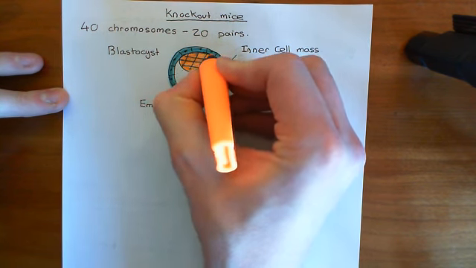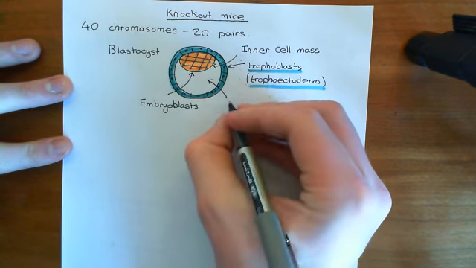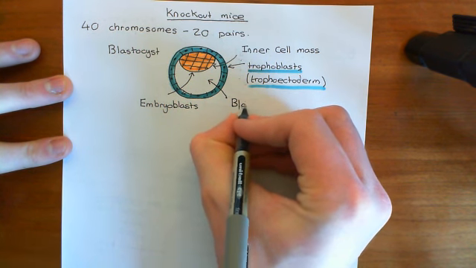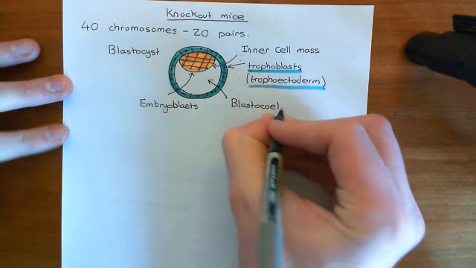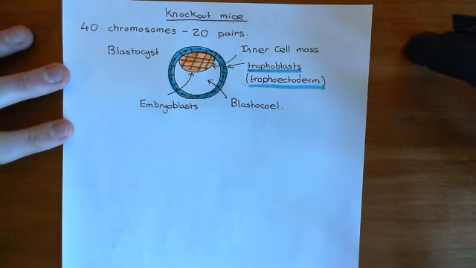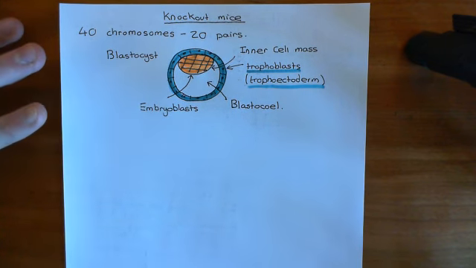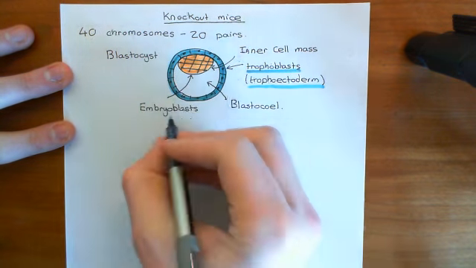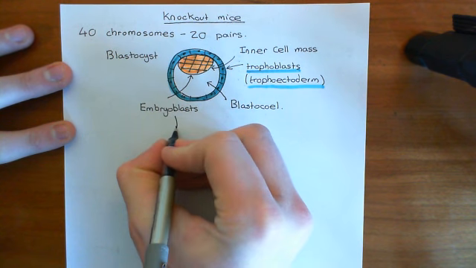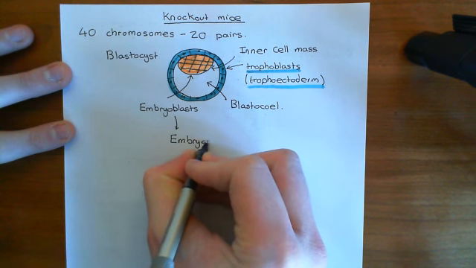Then you've got a cavity here within the trophectoderm, and this cavity is known as the blastocele. So here is the blastocele. That's what a developing mouse, and indeed a developing human, looks like after a few days. These cells, the cells of the inner cell mass, the embryoblasts, have another name. They are also known as the embryonic stem cells.